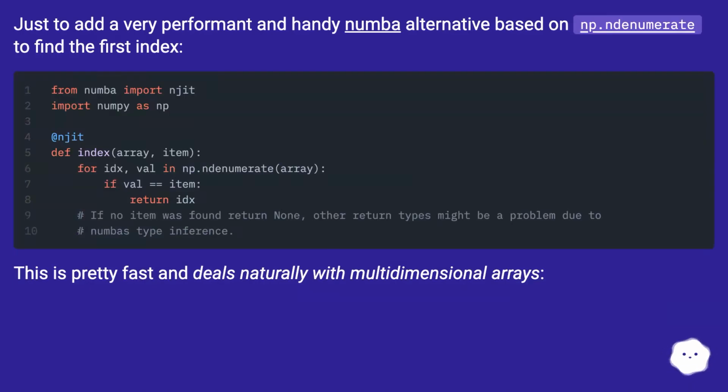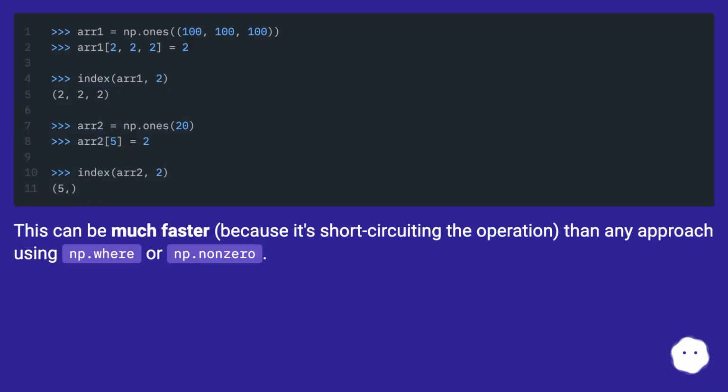Just add a very performant and handy numba alternative based on np.ndenumerate to find the first index. This is pretty fast and deals naturally with multi-dimensional arrays. This can be much faster, because it's short-circuiting the operation, than any approach using np.where or np.nonzero.